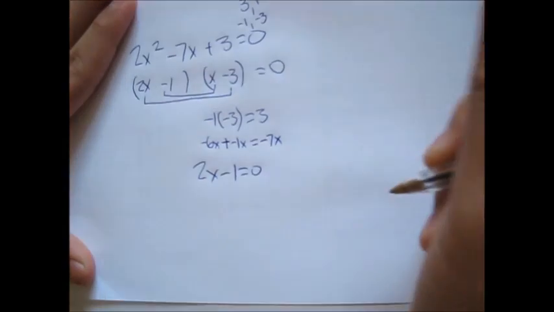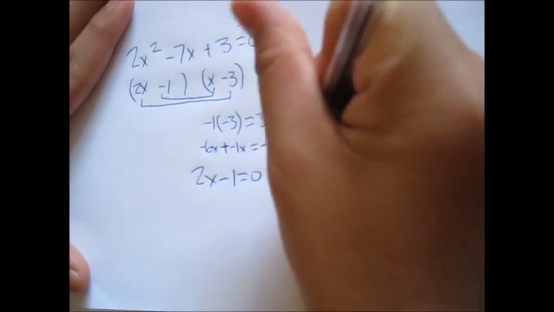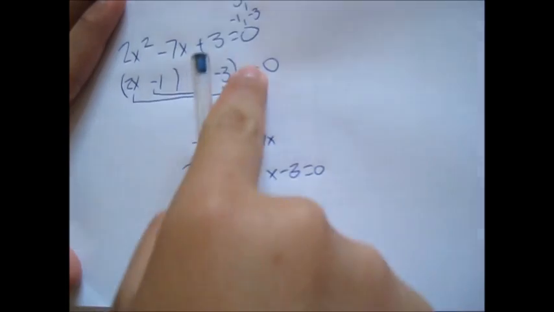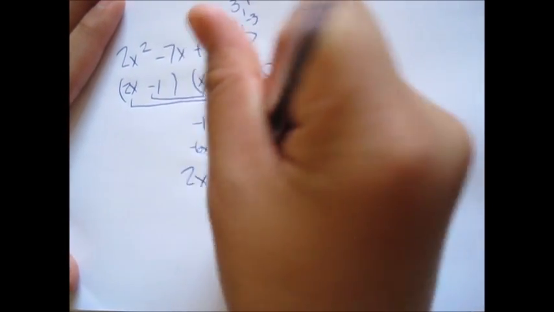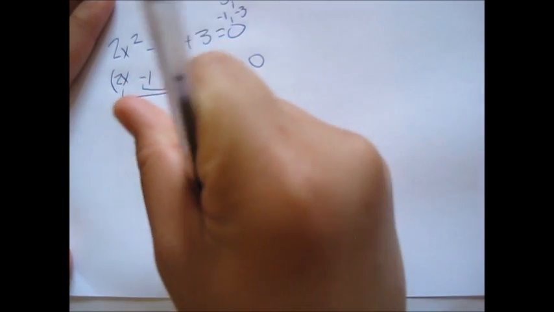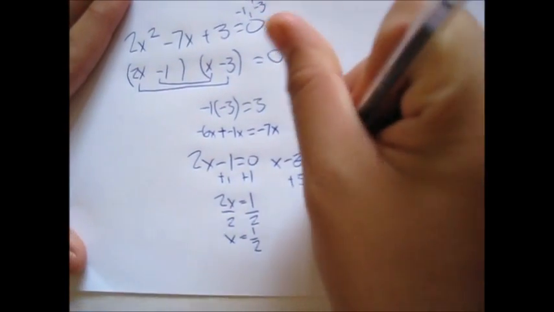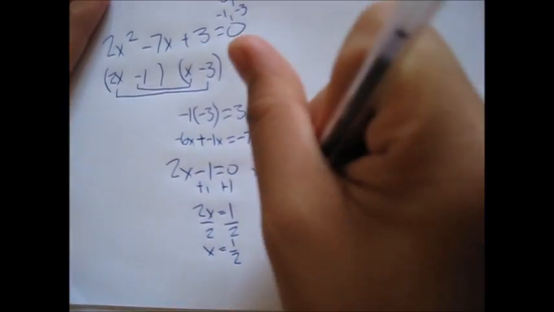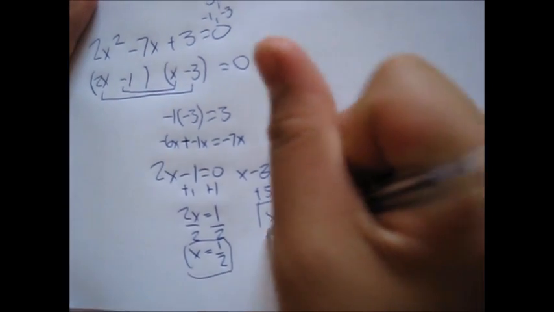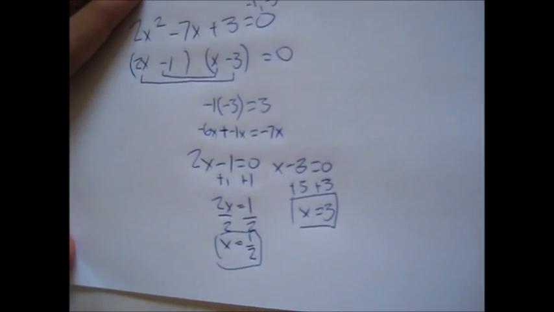Now with the 0, you're going to take each parentheses and add a 0 and take out the parentheses as shown. Now you want to add the 1 to each side. It's going to be like an individual equation now. So you get x equals 1/2, and the other side you just add a 3 and x will equal 3. There you go.